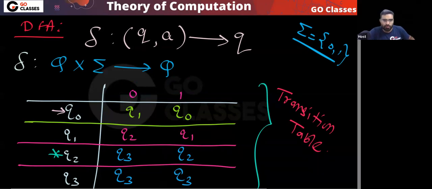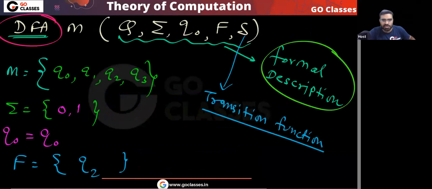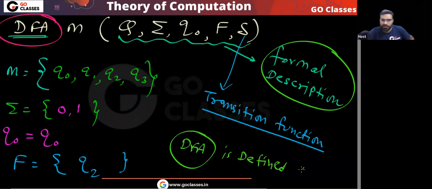So very simple. This is your formal description. The question is asking for the formal description. So remember, any DFA has 5 things. Every DFA is a 5 tuple. We can define a DFA as 5 tuples. What are those 5 tuples? Set of states, alphabet, initial state, set of final states, and transition function. So this is the formal description of a DFA.